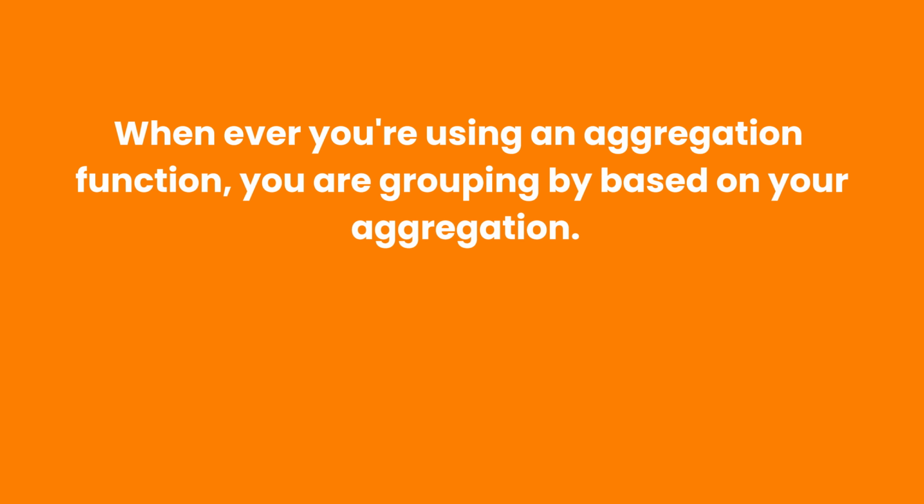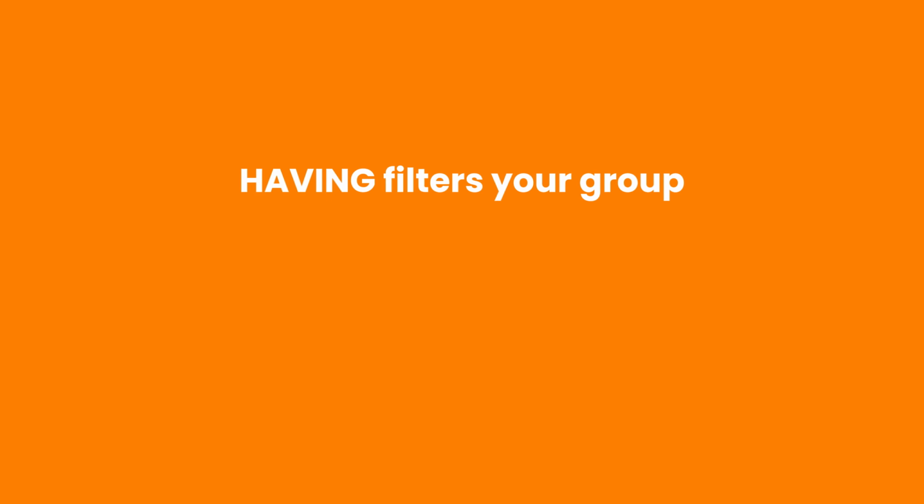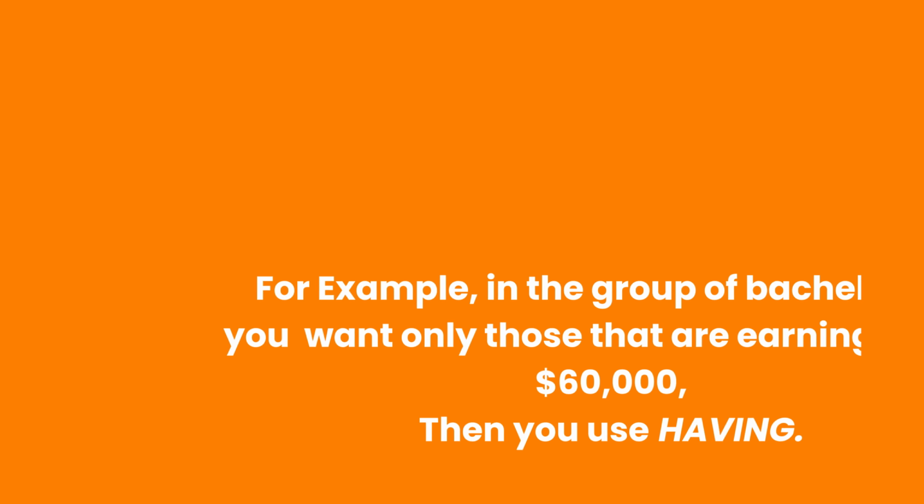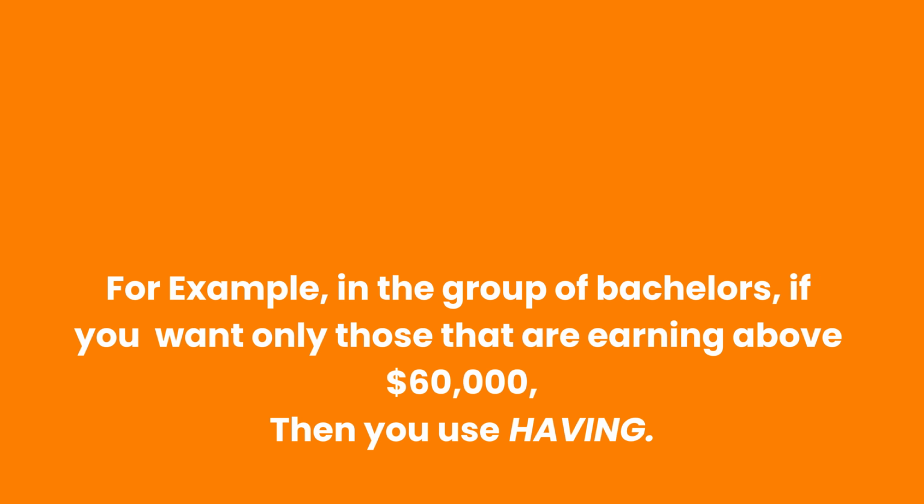Don't forget that when you're using an aggregation function, you are grouping based on your aggregation. So HAVING filters your group. For example, in this group of bachelors, we want only those that are earning above 60,000. Then you use HAVING. Do you understand? Okay, let's shed more light on it in the examples that we already have.